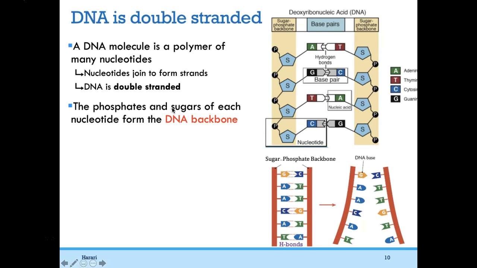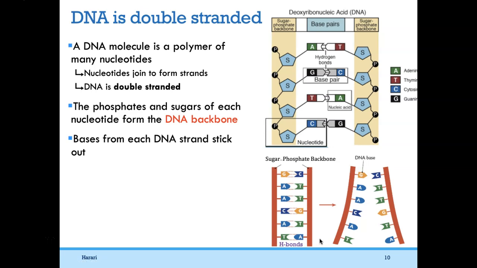Specifically, the phosphates and the sugars of each nucleotide form the DNA backbone. So as you can see here, this is the sugar, and a phosphate. And these keep on repeating, right? Phosphate, sugar, phosphate, sugar, phosphate, sugar, phosphate, sugar. And each nucleotide contributes one of those phosphates and sugars. Here's one nucleotide. The phosphates and the sugars form the backbone of each DNA strand. So we call those the backbone. So here you can see this red line is the sugar phosphate backbone.